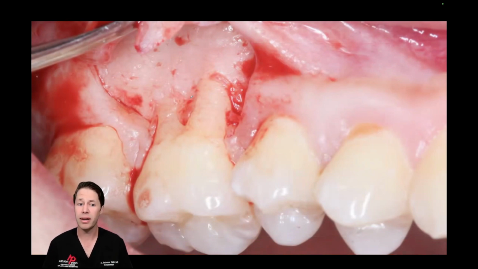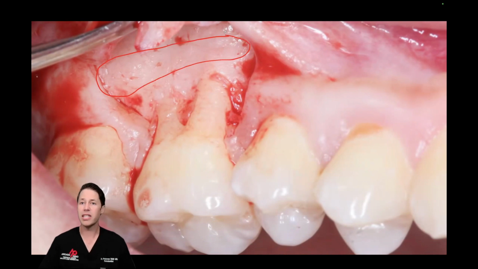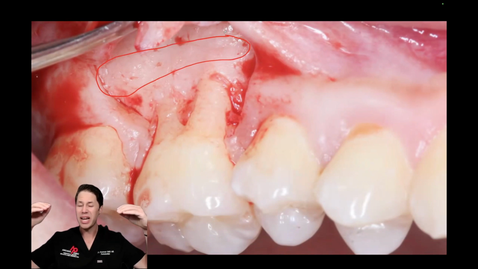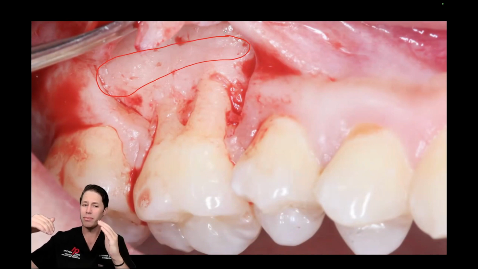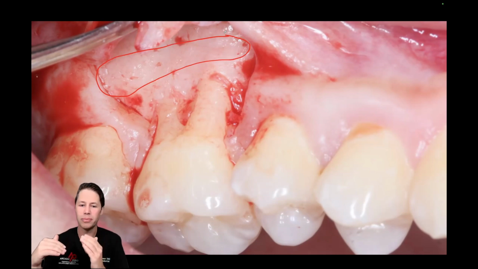Interestingly enough, because of the bony ledge and the bony architecture that you can see right here, these cases become challenging to tunnel and work our way from coronal to apical without tearing the papilla, because I have to put a lot of pressure on the tissues to get my instrument over and around that bony ledge.